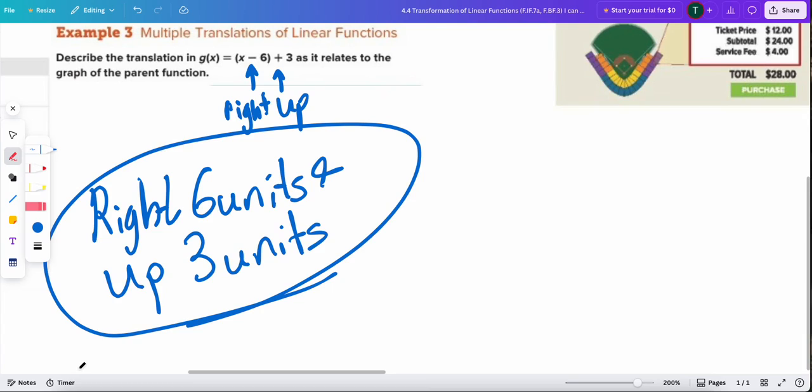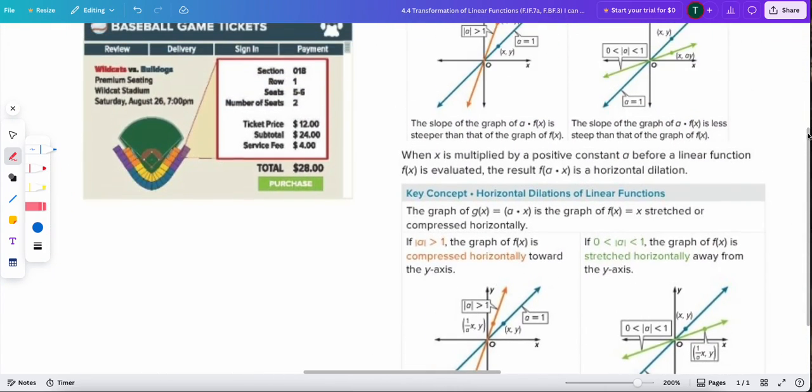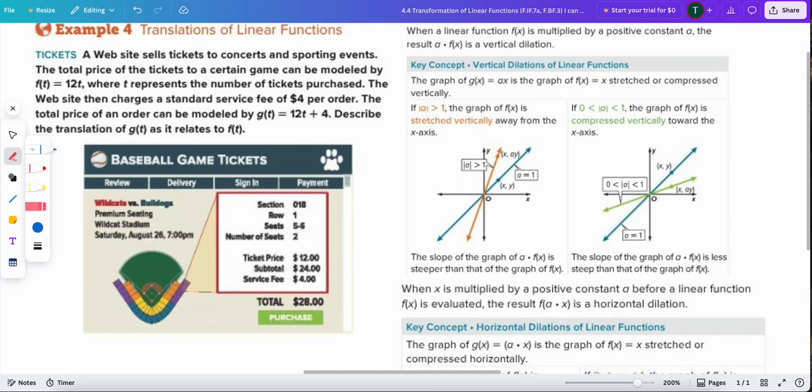So we've talked about vertical and horizontal just by looking at the equation. For this next part, we have a word problem, which I'm pretty sure we just have to look at the equation here as well. A website sells tickets to concerts and sporting events. The total price of the tickets to a certain game can be modeled by f of t equals 12t, where t represents the number of tickets purchased. The website then charges a standard service fee of $4 per order. The total price of an order can be modeled by g of t equals 12t plus 4.